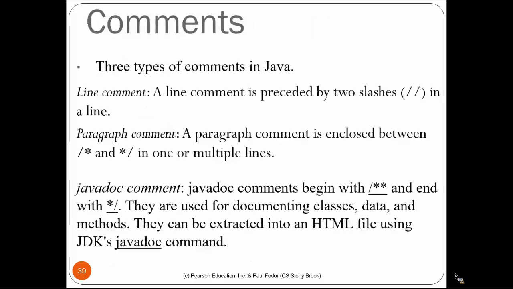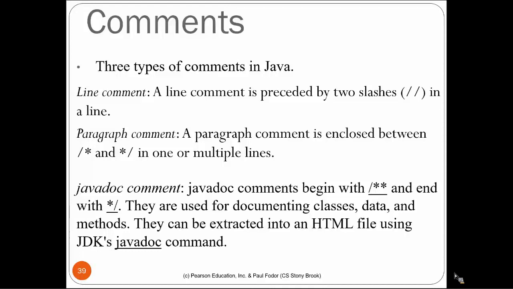So we'll start with comments. There are three types of comments in Java. Line comments are preceded by a double slash. They are ignored by the Java compiler and the execution of Java. They are only used to leave a message for a different programmer, or for ourselves in the future, about what the next line or the current line is doing.